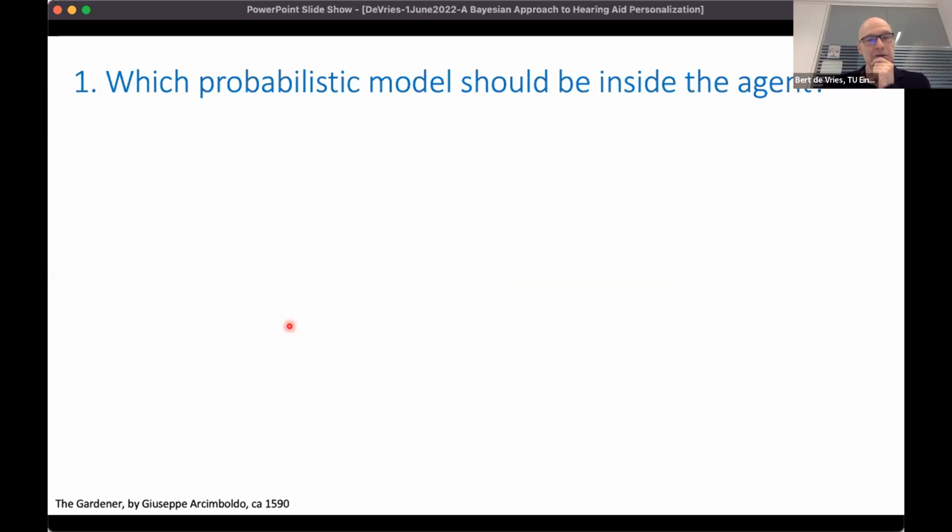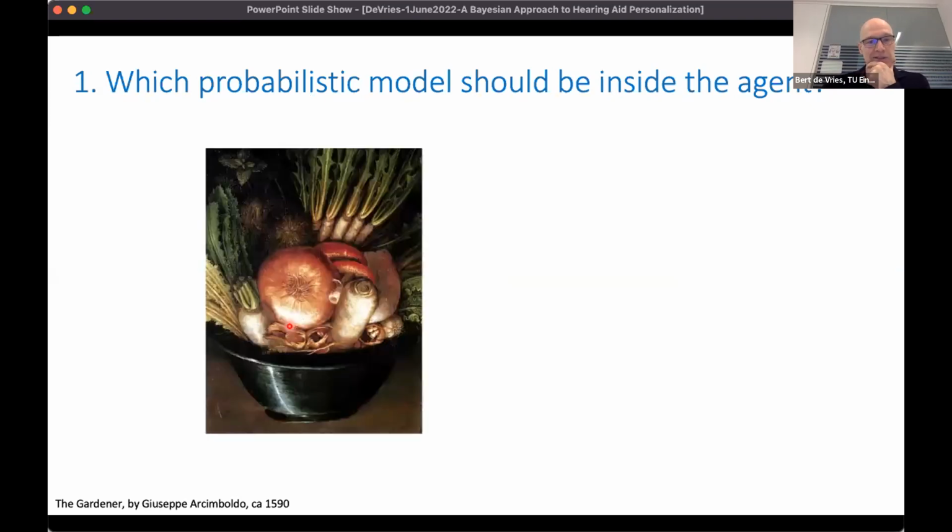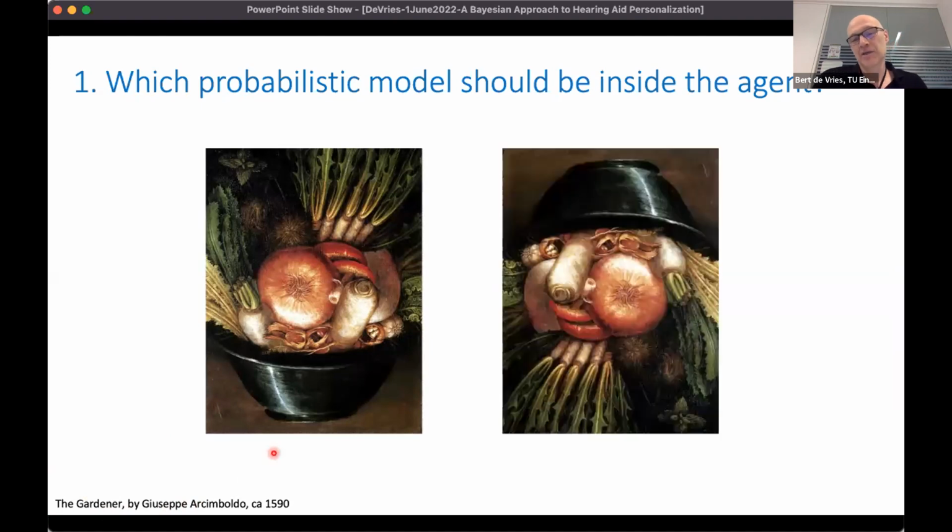In order to set that up, I'll ask you a question, namely, what do you see here? And this is, by the way, a painting, or not? I think it's a painting called The Gardener. And you see here a vegetable bowl, at least very likely. And if I ask you what you see here, you will say, well, that's a gardener. That's just a face of somebody, right? So why on the right-hand side don't you see an upside down bowl of vegetables first?